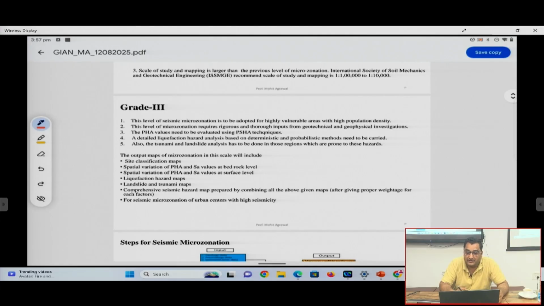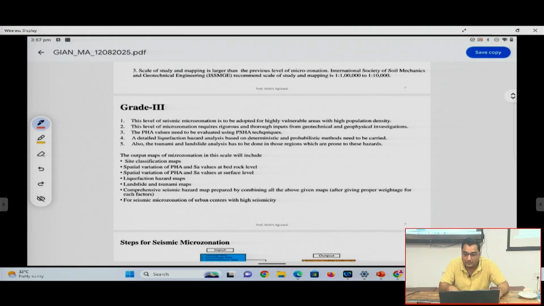In this particular zonation you need to have rigorous inputs from geotechnical studies and geophysical investigations. You also need the peak horizontal amplitude values to be evaluated using the PSHA technique, probabilistic seismic hazard analysis. And you may also need to perform analysis of the secondary effects of earthquakes, for example liquefaction hazard analysis, landslide effect analysis, and tsunami modeling for the area.